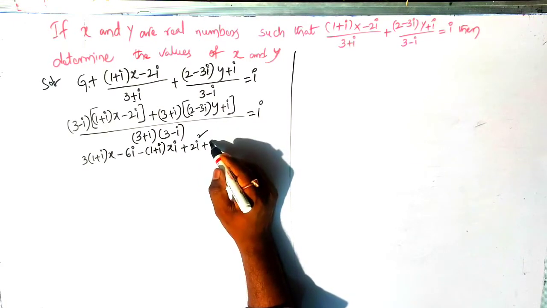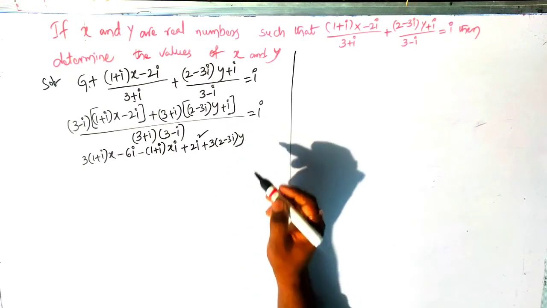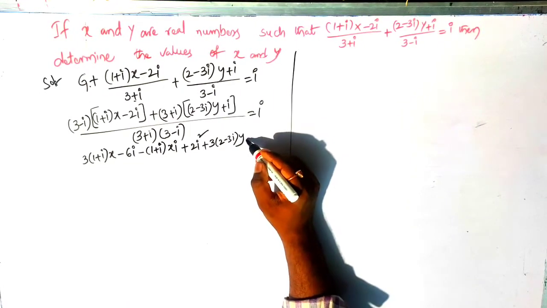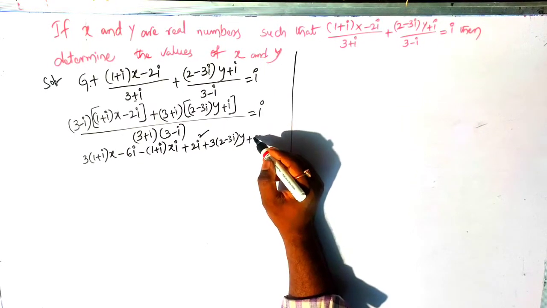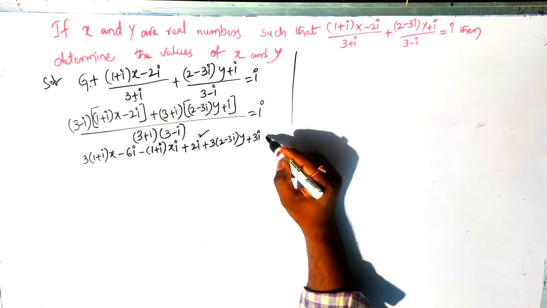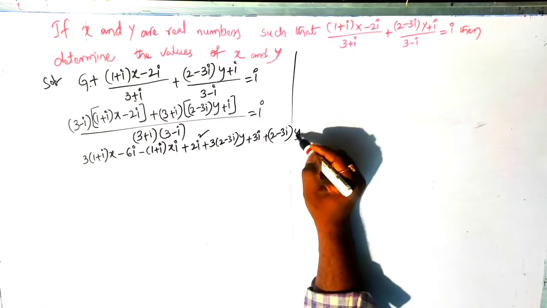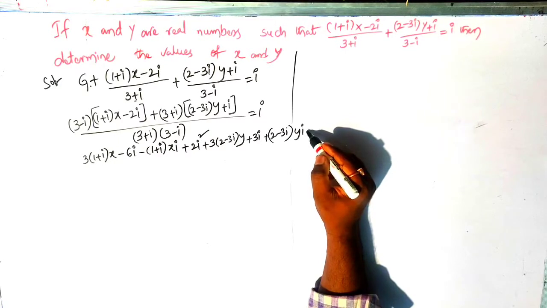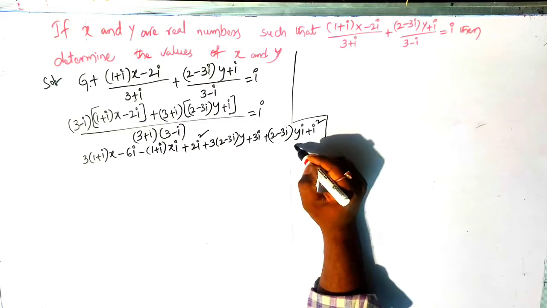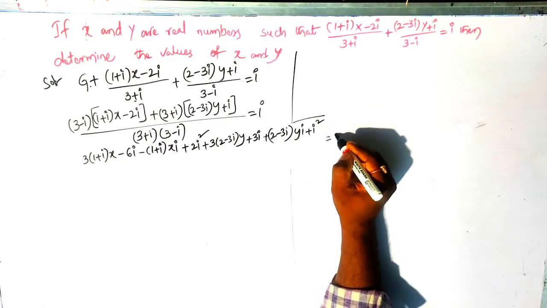So 3 into this one. So 3(2 − 3i) into y. Okay, so next plus 3i plus 3i, plus (2 − 3i) into yi. Next plus i into i square. i into i square, that equals to i is there.